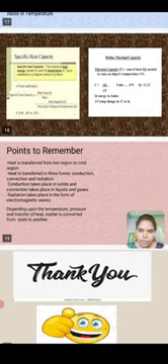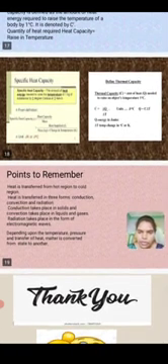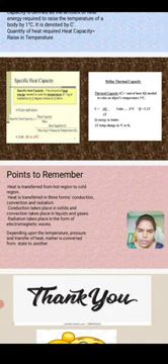Points to remember. Heat is transferred from hot region to cold region. Heat is transferred in three forms: conduction, convection and radiation. Conduction takes place in solids, convection takes place in liquids and gases, and radiation takes place in the form of electromagnetic waves. Depending upon the temperature, pressure and transfer of heat, matter is converted from one state to another.